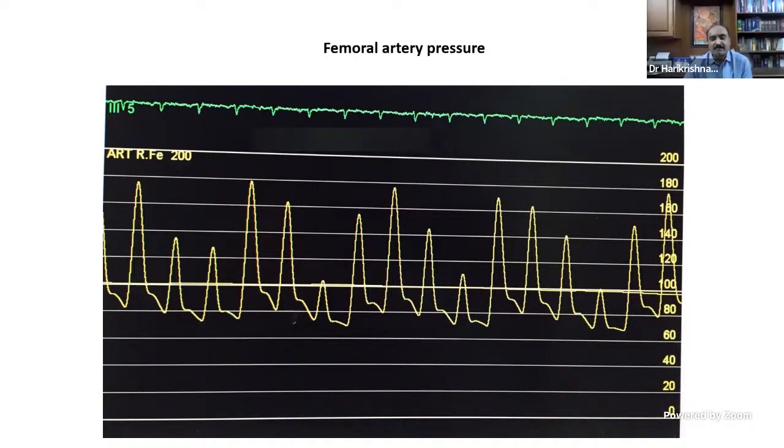What is this? Is it pulsus alternans, sir? No, it's not alternans. What is the classical pulse of cardiac tamponade?